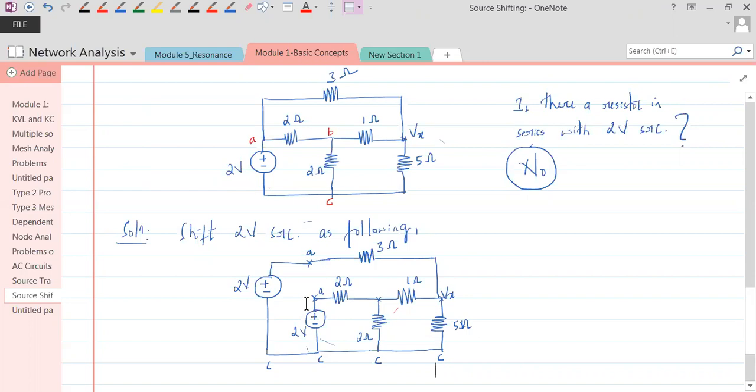Now, what is the advantage of doing this? See here, you have this 2 volts in series with 3 ohms and this 2 volts in series with this 2 ohms. We can go for transforming this. As it is, the transformation was not possible. We shifted this first so that the transformation becomes possible. So I hope everybody understood this.